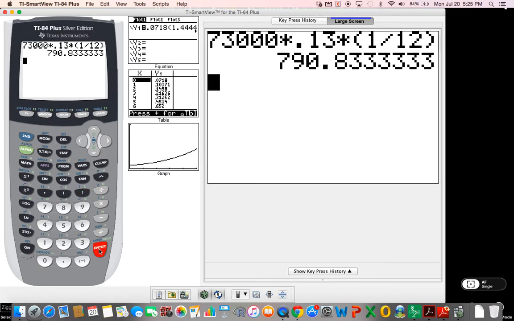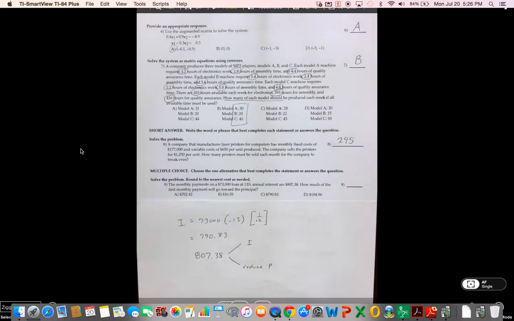Okay? So the interest is $790.83. So of that $807.38, part of it is going to go to interest and part of it is going to go to reduce principal. I'm over there writing, and you guys can't even see what I'm doing. That's pretty silly. Well, I know that my interest is $790.83. So the difference between this and what goes to interest has to be the amount that goes to principal.